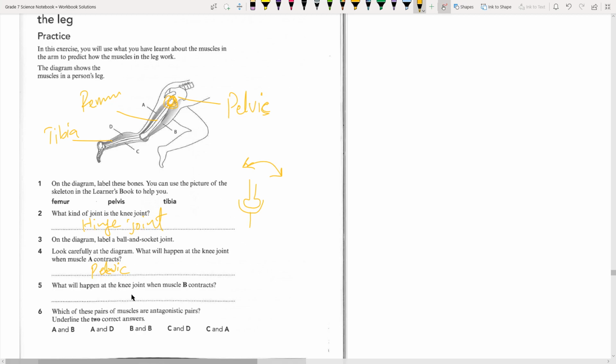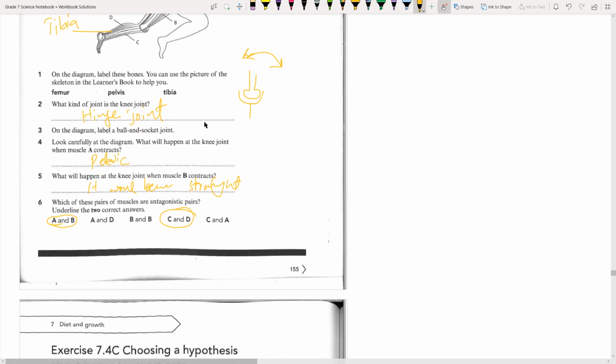What will happen to the knee joint if the muscle B contracts? If the muscle B contracts, what will happen to the knee joint? It would become straight, right? It will straighten up. Which pair of these muscles are antagonistic pairs? Underline the correct ones, right? So antagonistic muscles, which pair? So A and B are antagonistic muscles, right? Which work in combination as one contracts and one relaxes to get things done, and the other would be C and D, right? So these are antagonistic muscles.